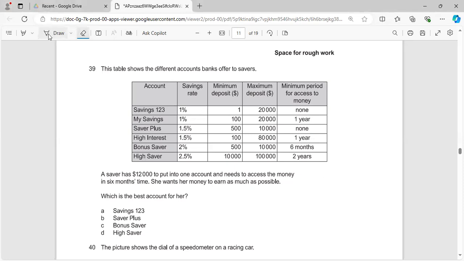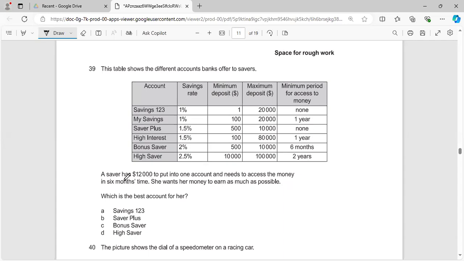So this one is a little bit tricky, right? You have to look at everything. The savings rate, the minimum deposit, meaning this is the lowest money you can put in there. The maximum, you cannot put more than this, and you have the minimum period to access the money. So these are the shortest possible time you can access it. So we need to put that in mind, right?